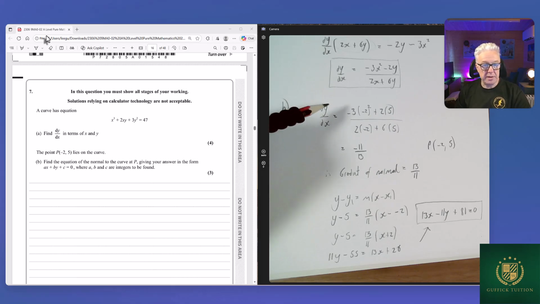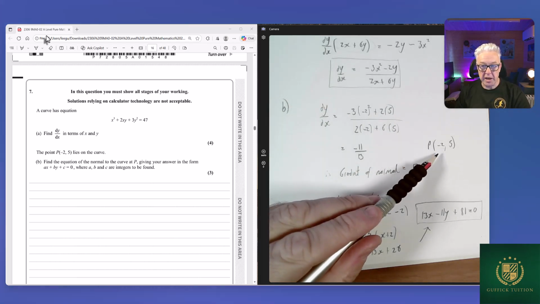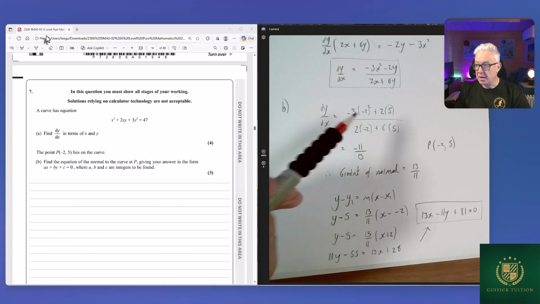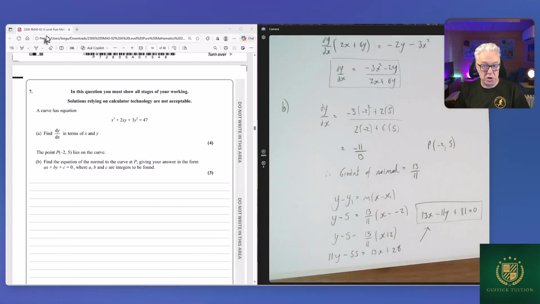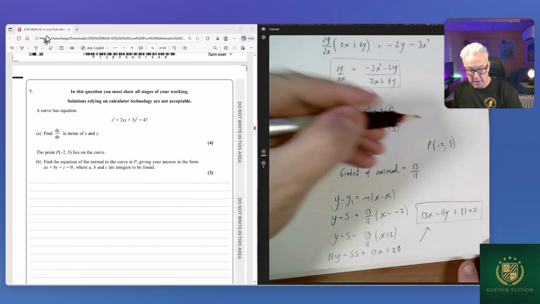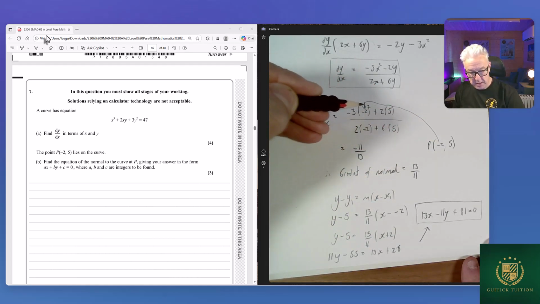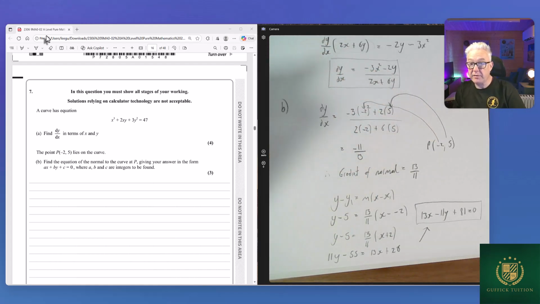What we need to do is sub in the x and y from P into our dy by dx to first of all get the gradient of the tangent. Then we take negative the reciprocal of that to get the gradient of the normal. So the x is replaced by minus 2, and the y gets replaced by 5, and the same here and here. When you work that out, that gives you minus 11 over 13. So we take negative the reciprocal of that, which gives us a gradient of 13 over 11.